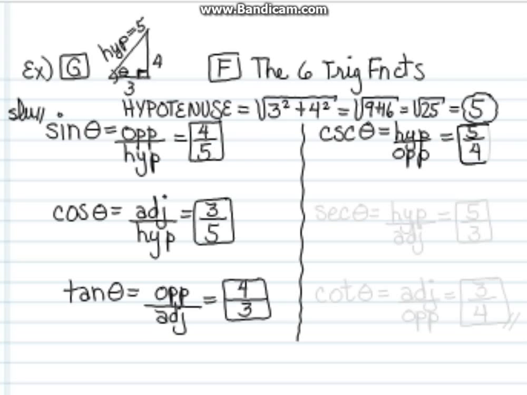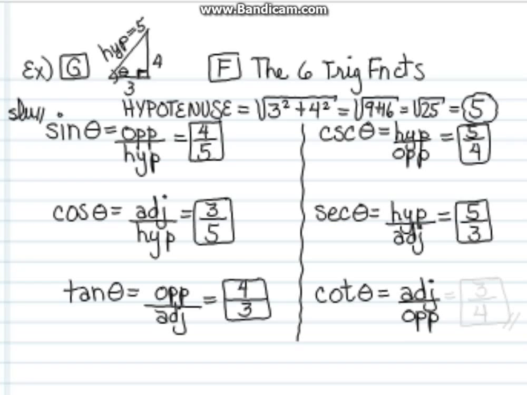It's 5 over 4. The secant of theta is equal to the hypotenuse divided by the adjacent side. In other words, it's the reciprocal of cosine. It is 5 over 3. And the cotangent of theta is the reciprocal of the tangent. It's adjacent over opposite. It's equal to 3 over 4.